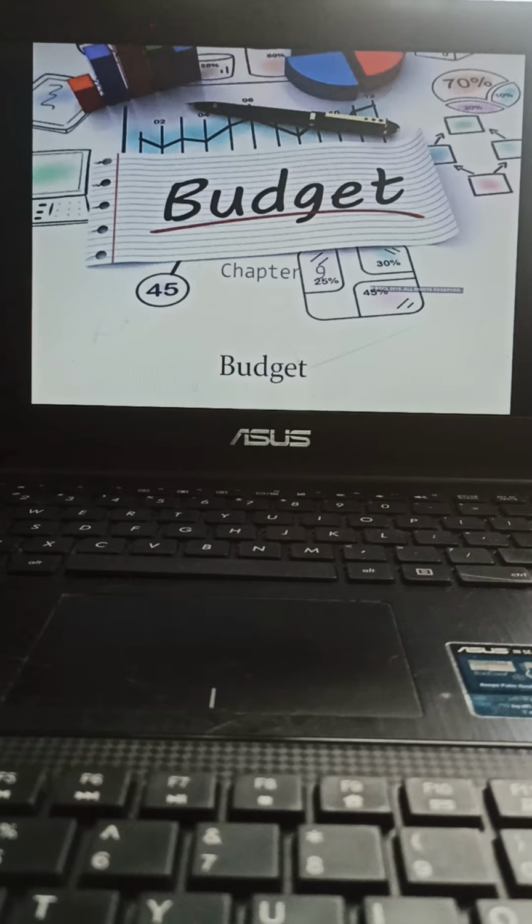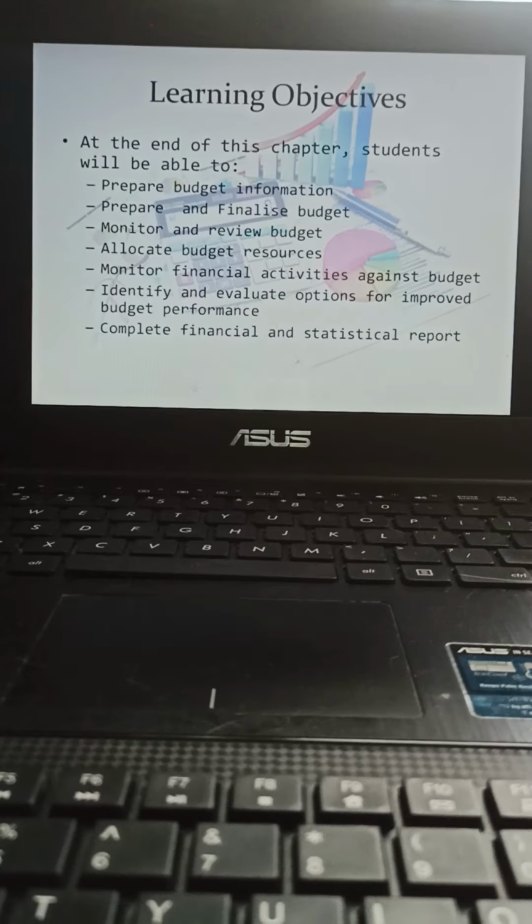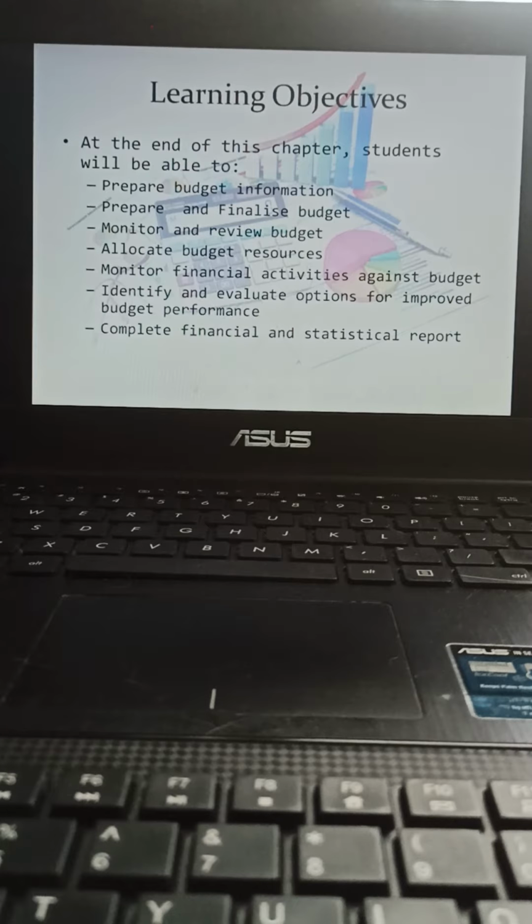Alright guys, we're going to be looking at budget for chapter 9 and 10, I think, for event management. Okay, so all this you've gone through already. This is just, like I said, a supplement for the theory. We're going to be looking at preparing budget information, preparing and finalizing the budget, monitoring and reviewing the budget, allocating budget resources, financial activities, and some financial and statistical reports.